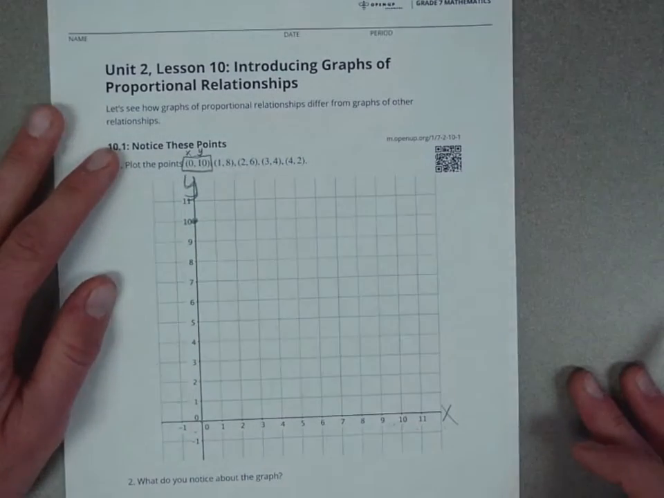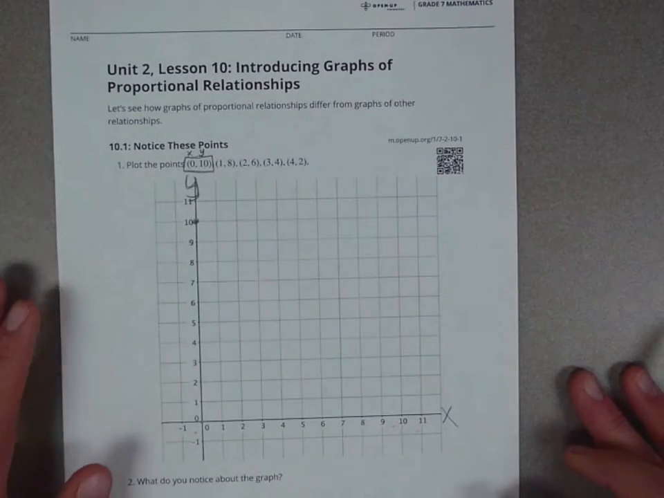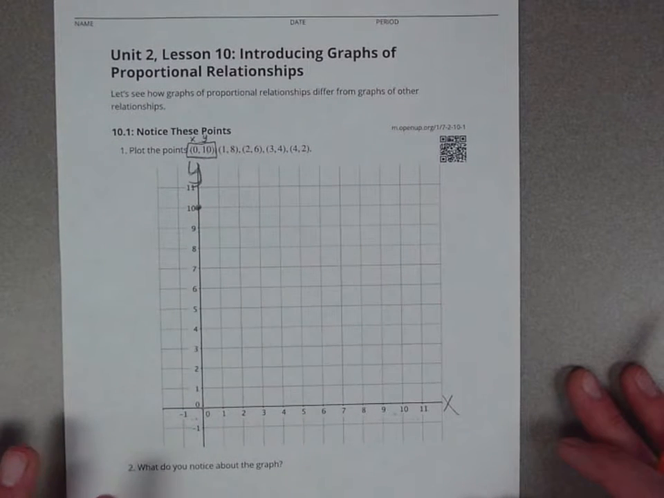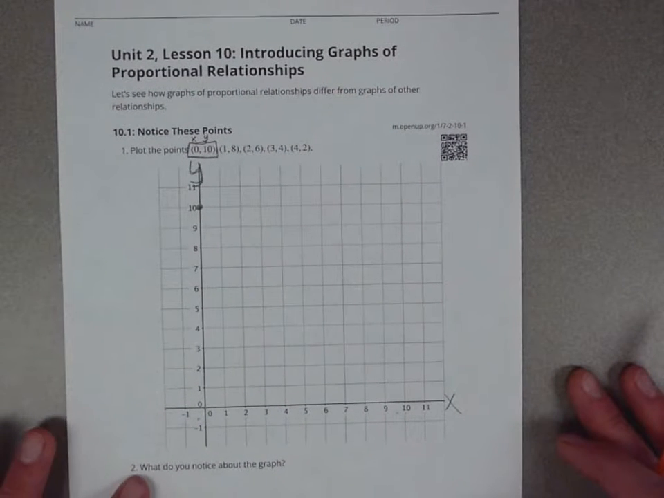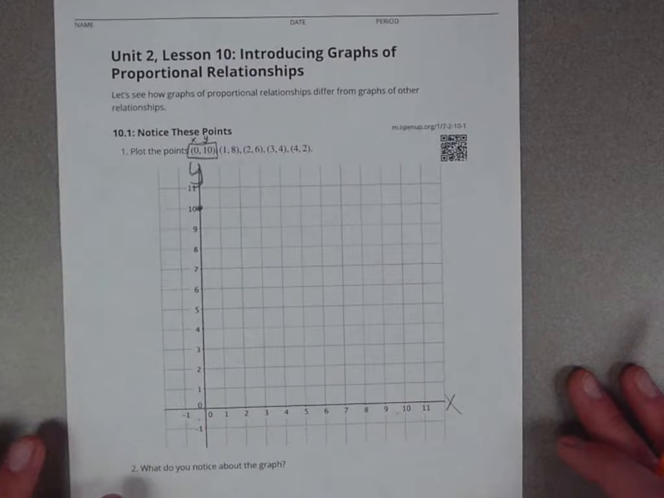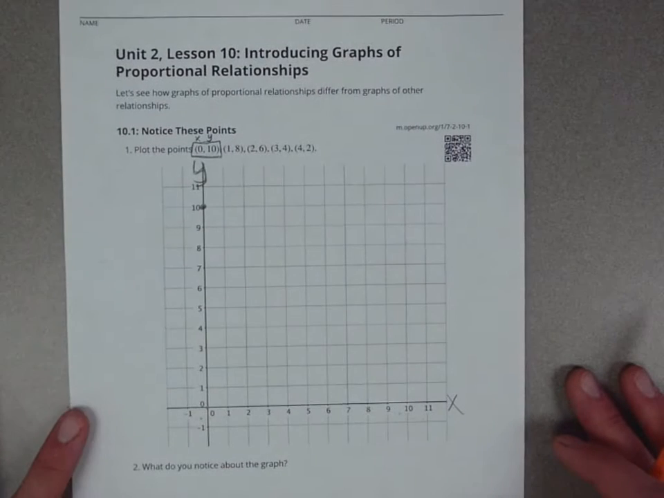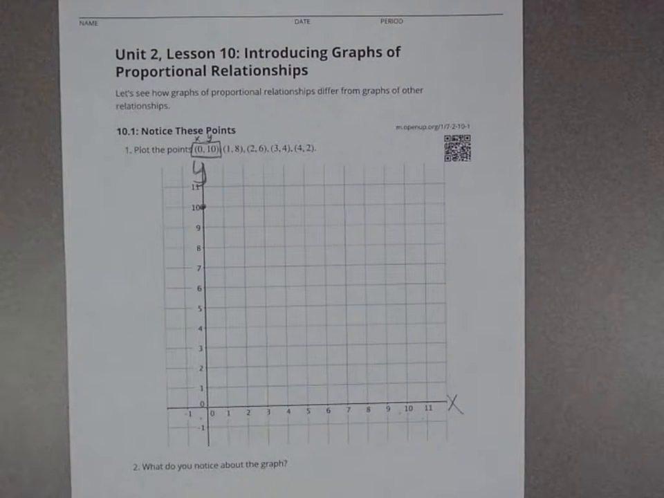Now what I want you guys to do is to plot the rest of these points on this piece of graph paper, and then after you're done plotting all those points, I want you guys to answer this question. What do you notice about this graph? So I want you to come up with some characteristics of this graph after you've finished it. All right, ready, set, go.